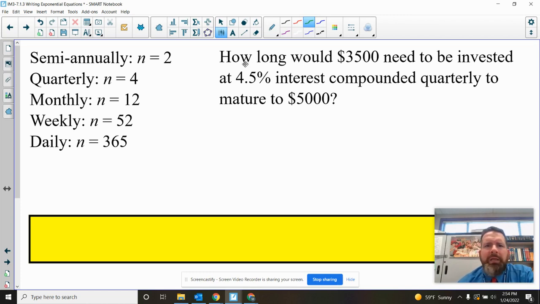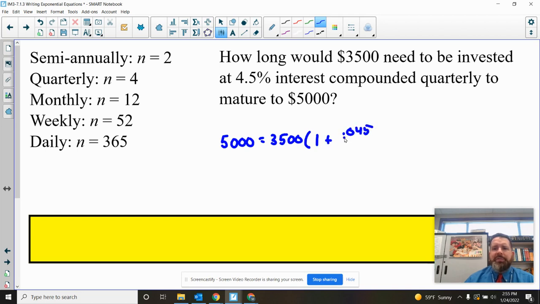Here we go. Next up, how long should this money be invested? Compounded quarterly to mature to $5,000. To mature means that your investment grows. So that's actually the ending amount. So if I want to end with 5,000 and start with 3,500 at 4.5% interest compounded quarterly, the question is, how long should that be? How many years? What does the t need to be?